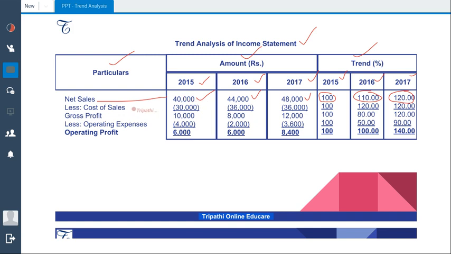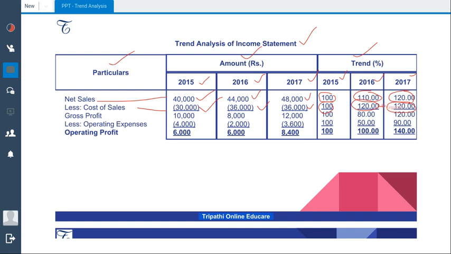right? Cost of sales, first year is 30,000, second year 36,000, third year also 36,000. So now if you see, first year we are taking the base year. Based on it, we came to know that cost of sales increased by 20%. So it is 120% in 2016 and 120% in 2017. So it got increased only in the year 2016, but it was same in the year 2017.